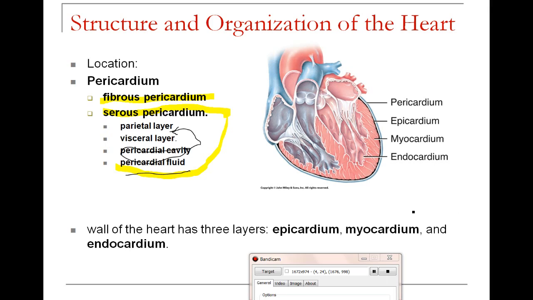Okay, now, the wall of the heart has three different layers. So it has the epicardium, and the epicardium is actually the same as the visceral pericardium. It has a myocardium. So the myocardium is this thick wall of muscle. And then it has an inner layer, which is called the endocardium. And the endocardium is actually what the blood is going to touch in the heart.